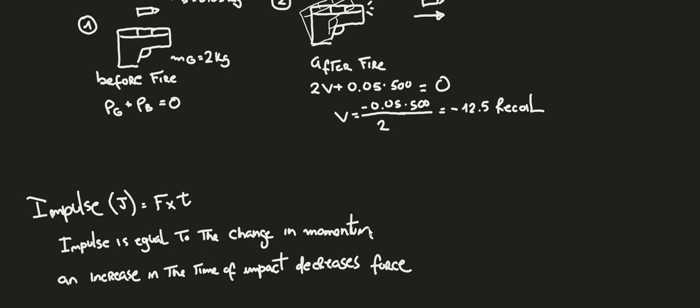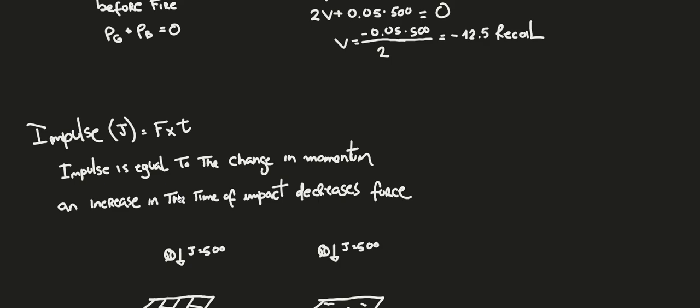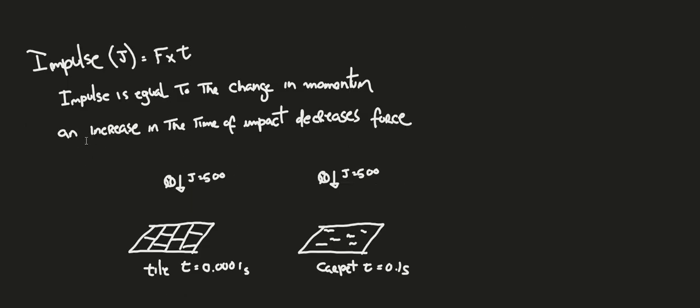Impulse is equal to the change in momentum. So if in a problem we're given momentum instead of impulse, it's the same thing. An increase in the time of impact decreases the force. We're giving an example where we have a floor of tile and then a floor of carpet.